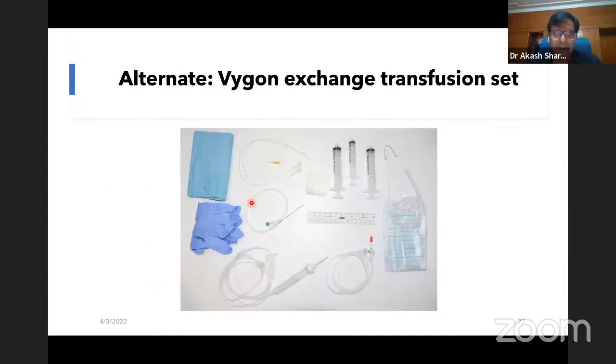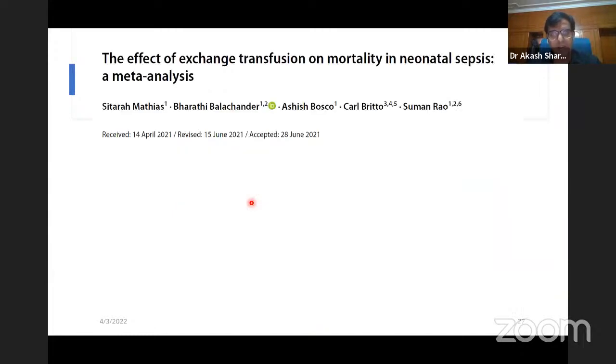As I said earlier, there is a Vygon exchange transfusion kit which is also available in the market. One may use it if it is readily available. And now coming to another area where exchange transfusion has been widely used, especially in LMICs, that is in neonatal sepsis and neonates with scleroderma. There are some centers which use it routinely, but again the evidence is lacking.